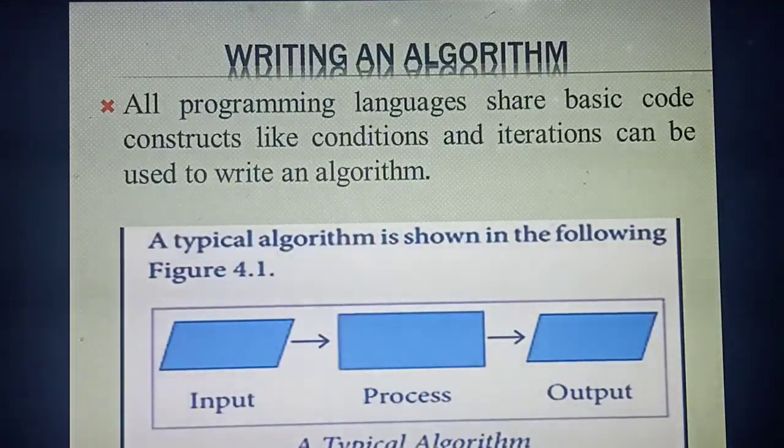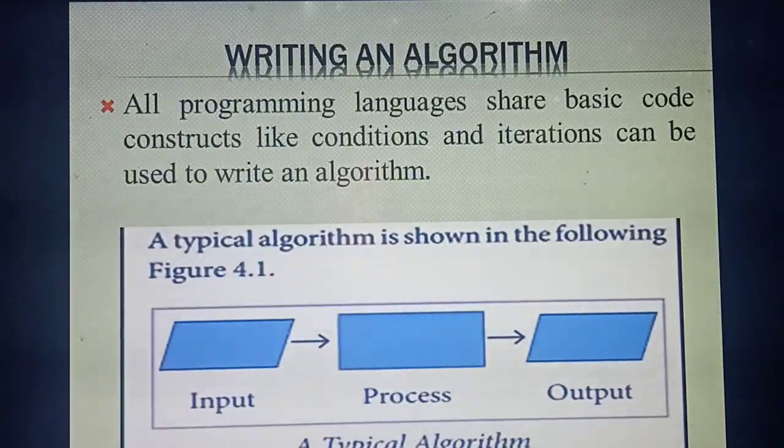The same thing you have studied in 11th standard also. Define computer: that definition you have studied, with the same diagram, input, processing and output. In the same way, for an algorithm also, you need to give proper input. After getting the proper input, a particular thing is going to process.